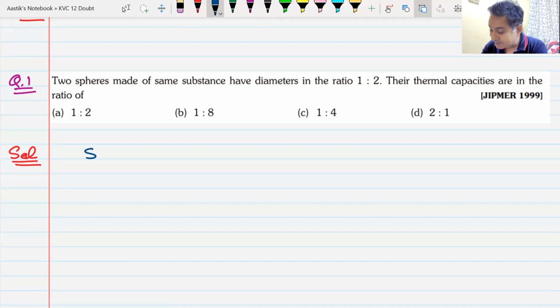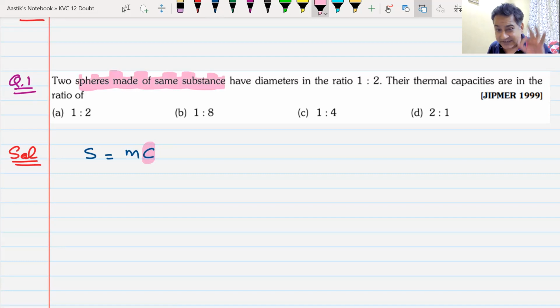Remember, this thermal capacity S is M multiplied by C, mass multiplied by specific heat. Now, this is the point that I want to make. This specific heat, C, is a property of the material of the body. They are made up of the same substance, so the material is same, that means C is going to be same.